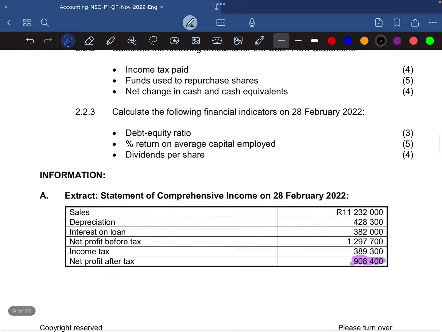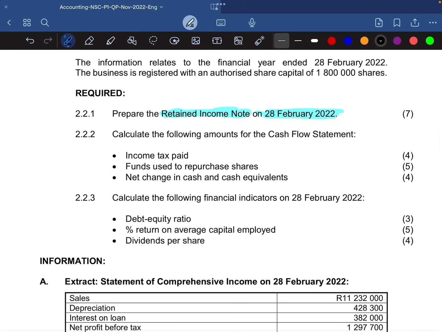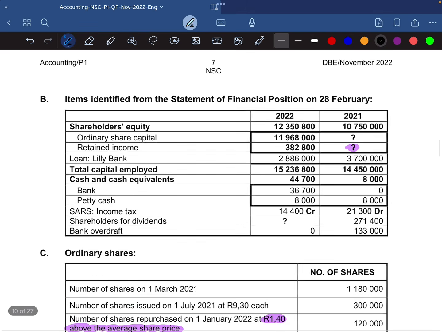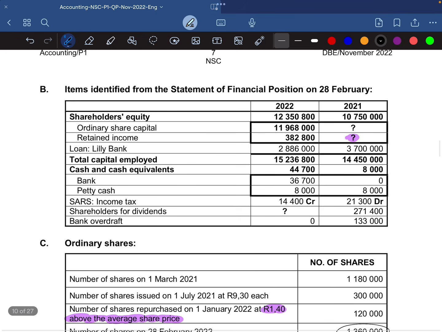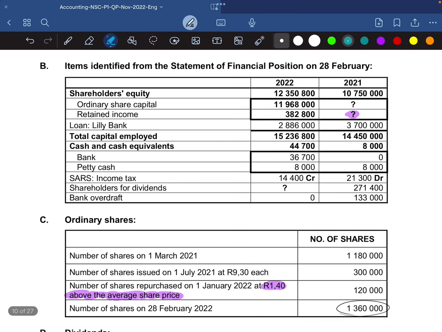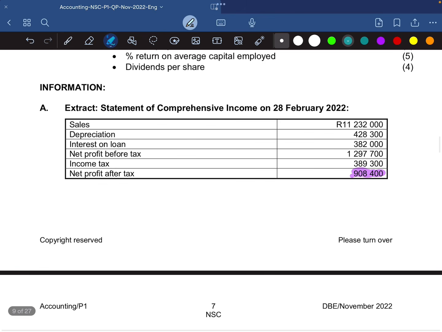Now 2.2.2, it says calculate the following amounts for the cash flow statement: income tax paid, funds used to repurchase shares, and net change in cash and cash equivalents. So let's start with income tax paid. For income tax paid, what we need to look at is our balance at start. So SARS income tax, we have our balance at start here, our balance at the end, and also the balance that we have actually incurred for this year as income tax.